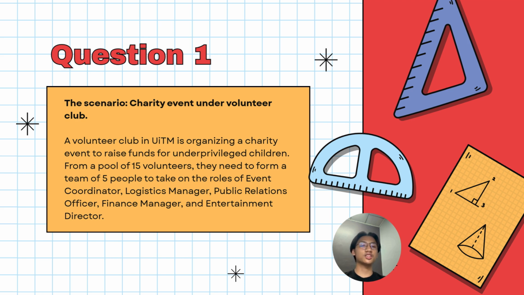The scenario is a charity event under a volunteer club. A volunteer club in UiTM is organizing a charity event to raise funds for underprivileged children. From a pool of 15 volunteers, they need to form a team of 5 people to take on the roles of event coordinator, logistic manager, public relation officer, finance manager, and entertainment director.